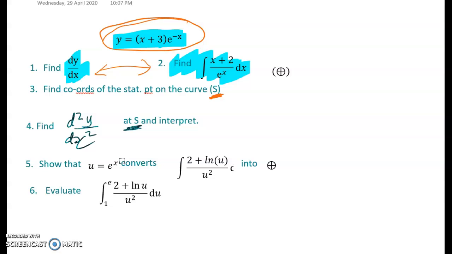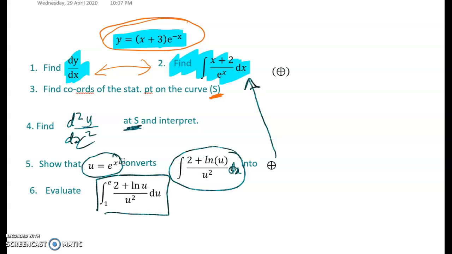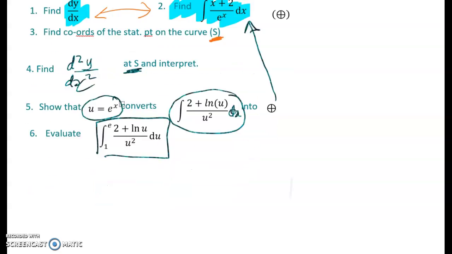Then we have to show that if we do this substitution, we can convert this integral back into this one. And lastly, we have to do it as some definite integration. Okay, so let's get going. I'm going to go reasonably slowly on this.